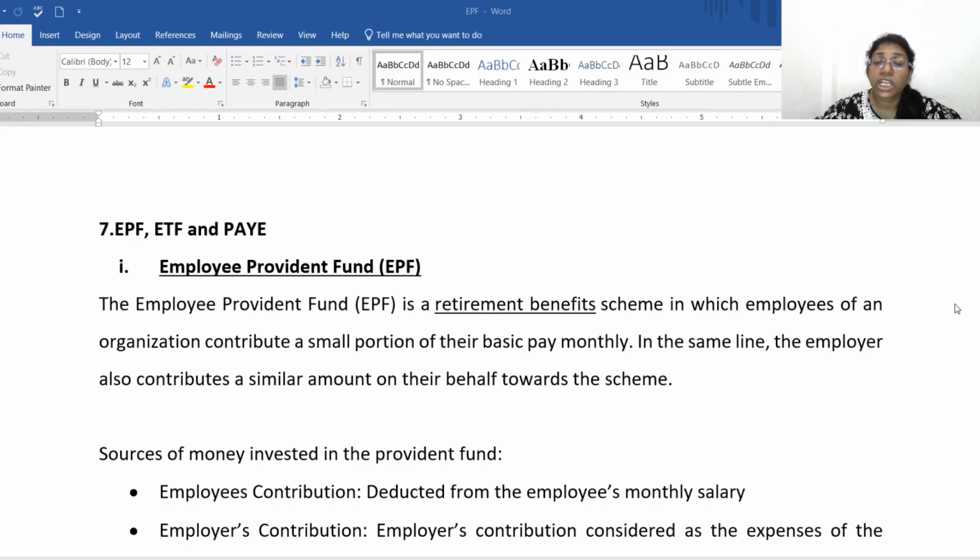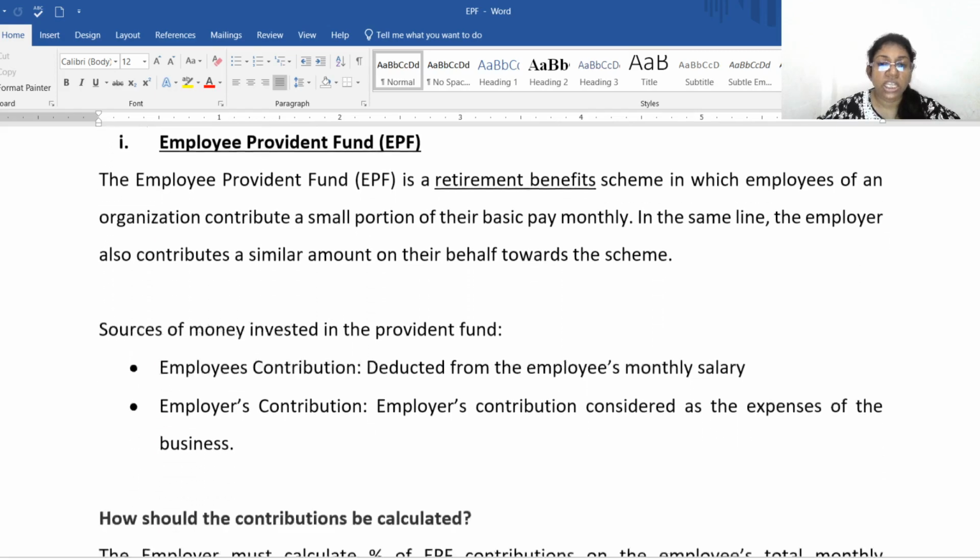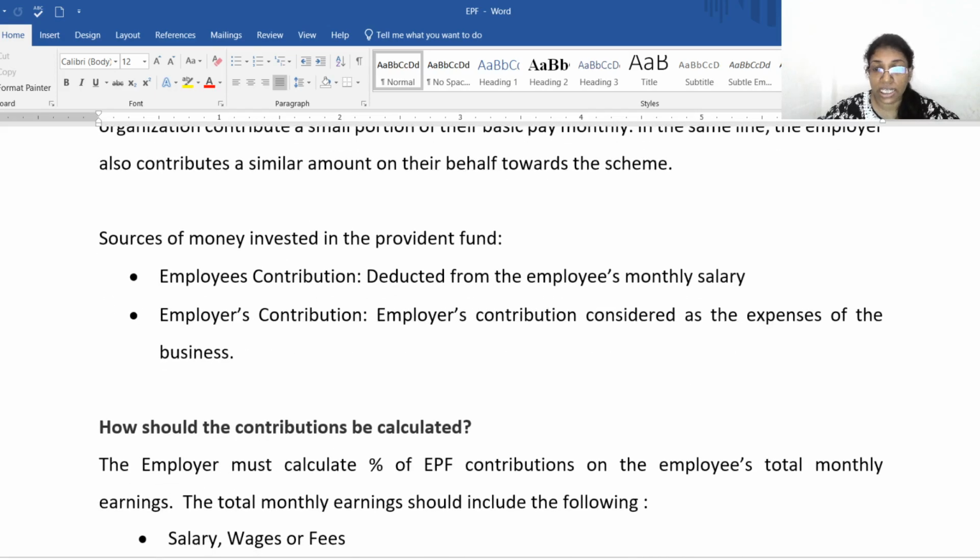So, there are two types of contribution involved in the Employee Provident Fund. The first category is the employee's contribution, and this is deducted from the employee's monthly salary. The second one is the employer's contribution. The employer's contribution is considered an expense of the business and it is charged against the income statement.